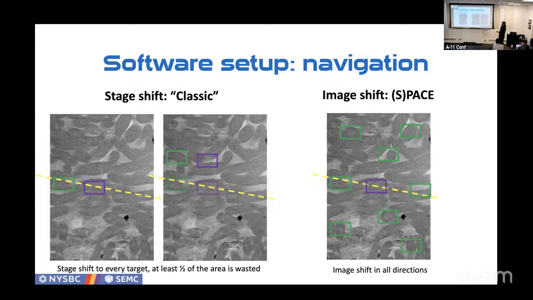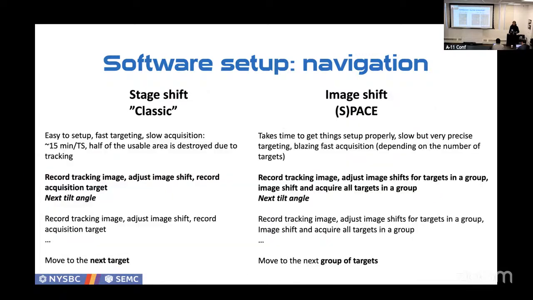If that happens, the defocus here will be decreasing, the defocus here will be increasing, the defocus in the middle will stay unchanged. So you need to know the geometry to correct for that change in defocus due to tilt, because the top and the bottom of the lamella are very different. But it's very, very fast. So in the classic way, it's about 15 minutes per tilt series, and half of the usable area is destroyed because you need to track somewhere.